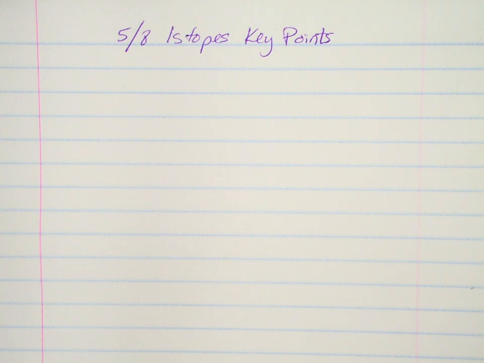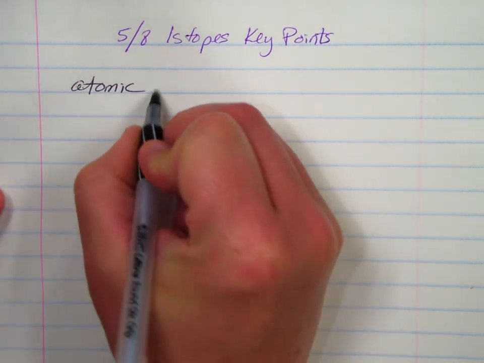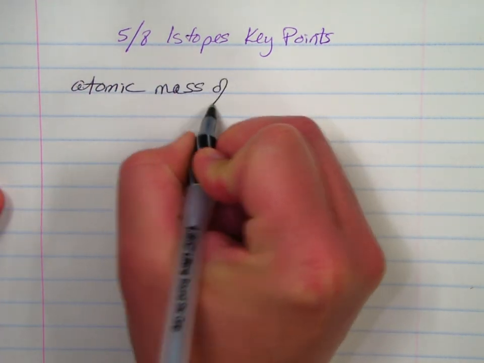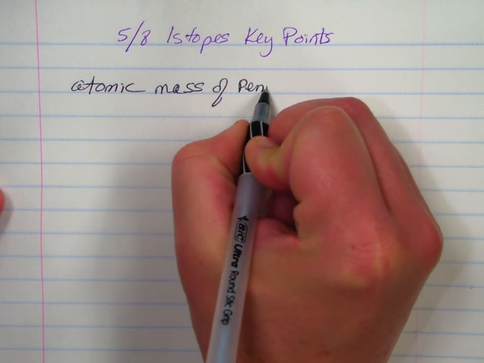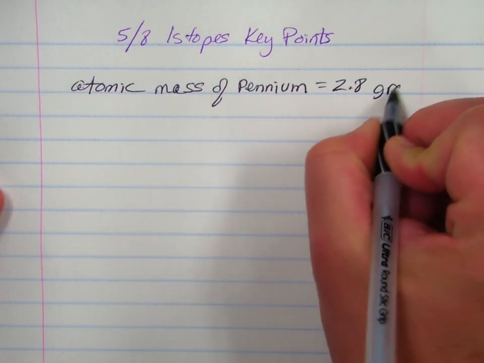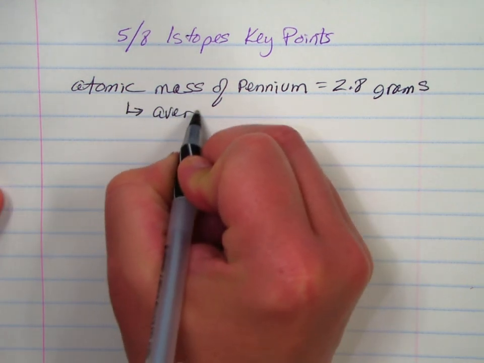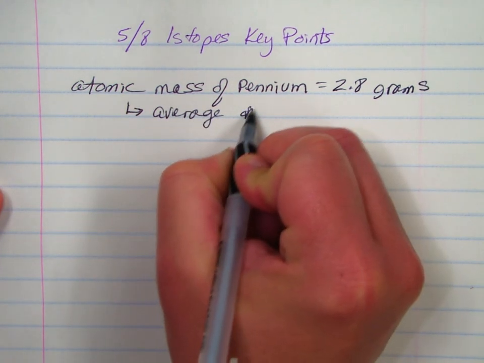Okay, ladies and gentlemen, we are following up on the Pentium lab with the Isotopes Key Points. We found in lab that the atomic mass of a Pentium was 2.8 grams. Atomic mass was the average mass of that sample.